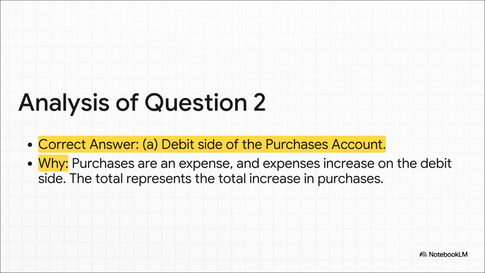To get this right, you just have to remember your basic rules of debit and credit. Purchases are an expense to the business, right? And when expenses increase, they are always recorded as a debit. The total of the purchases book is just the sum of all your credit purchases for that time period, so it gets posted as one single debit to the main purchases account.